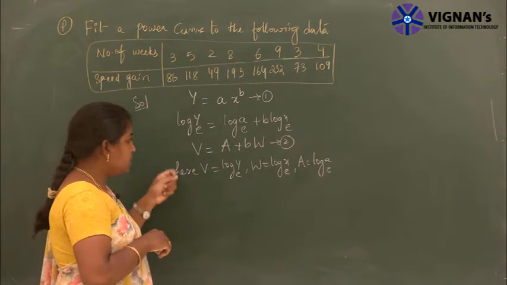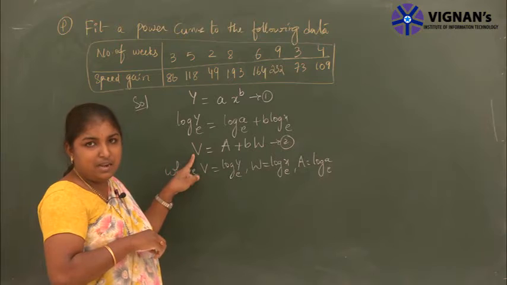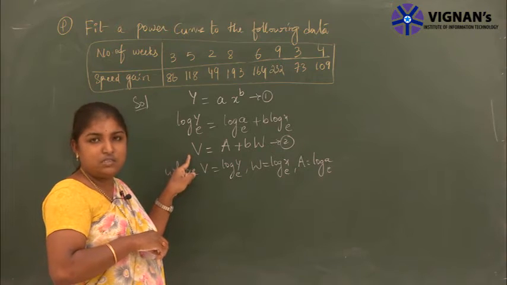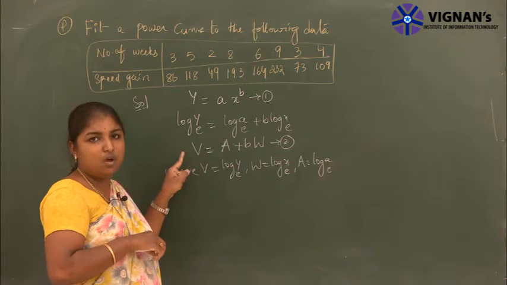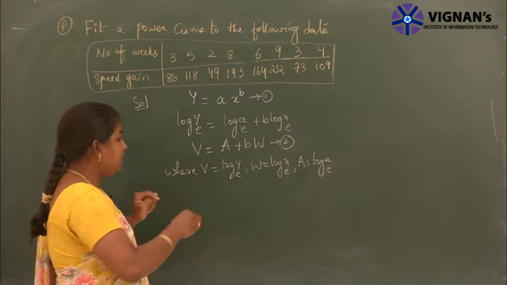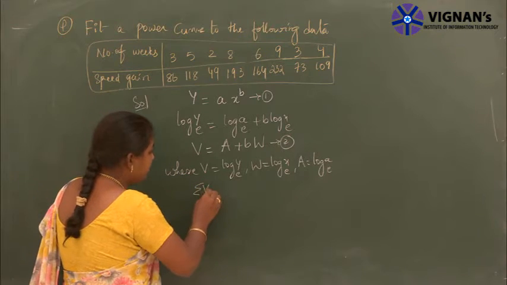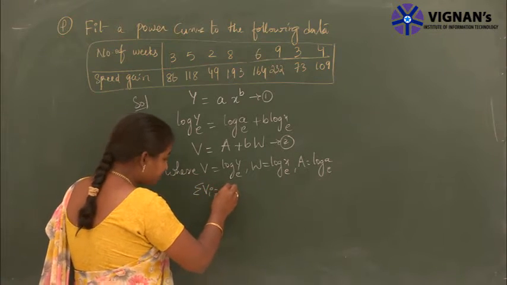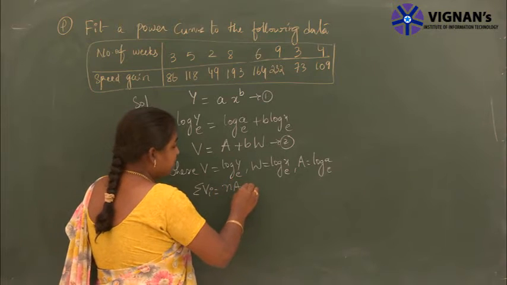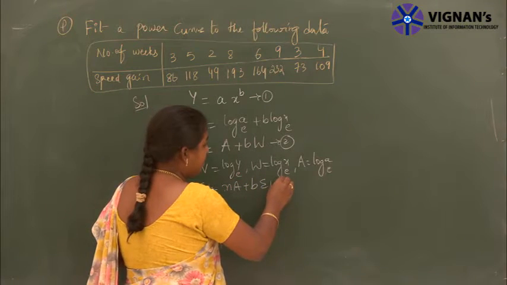Next step, for solving this straight line using the least squares method, we can write the normal equations. The normal equations are summation Vi equals Na plus b times summation Wi.